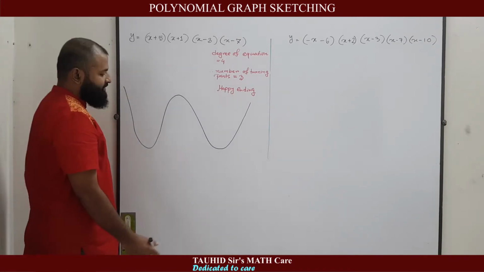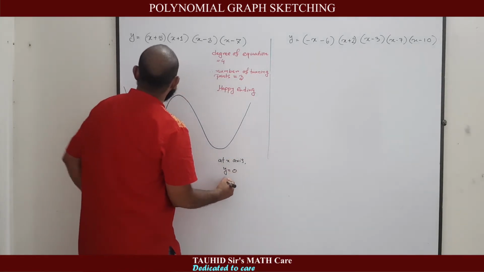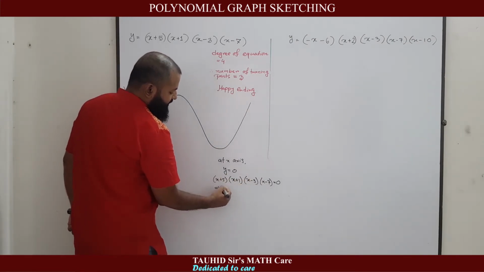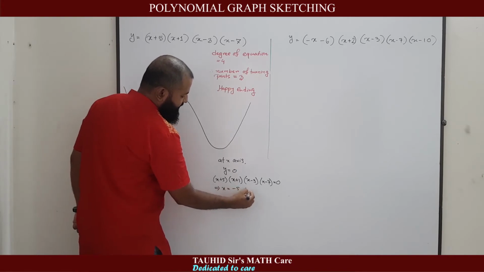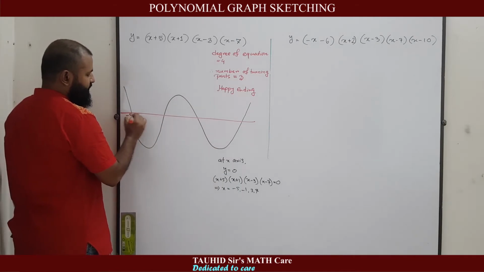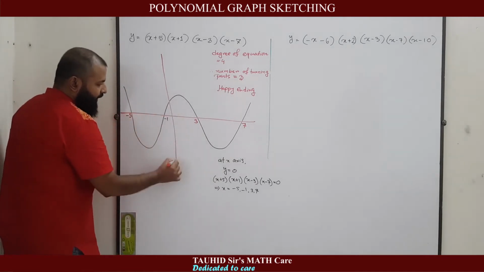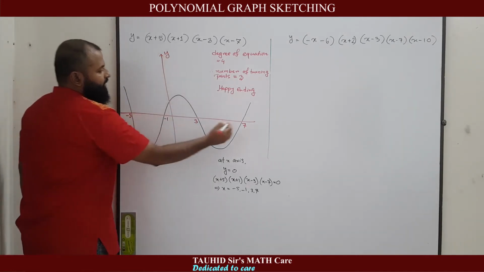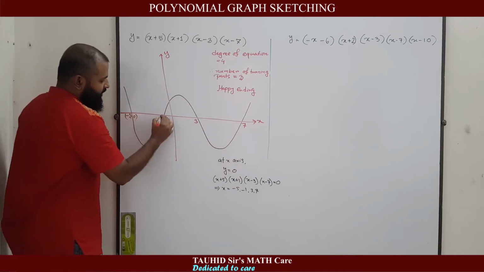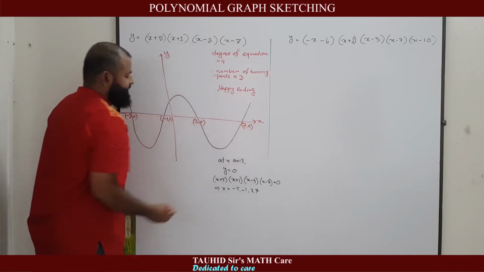Now what about the x-axis and y-axis intercepts? At the x-axis y equal to 0, that means x plus 5 into x minus 1 into x minus 3 into x minus 7 equal to 0. That means x equal to minus 5, minus 1, 3, 7. So this one is minus 5, this one is minus 1, this one is 3 and this one is 7, and the y-axis is situated here, the x-axis situated here. So the coordinates of these points are (-5, 0), (-1, 0), (3, 0), (7, 0).